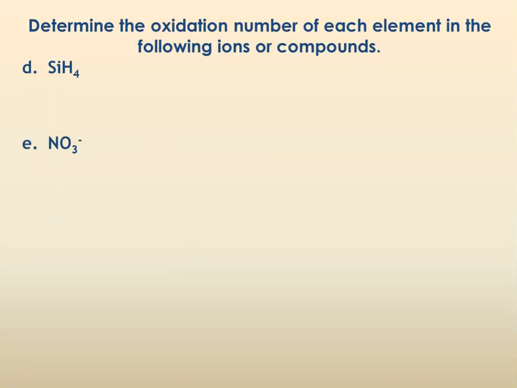Got 2 more for you here, SiH4. We never talked about silicon, but we did talk about hydrogen. We said as long as it is not paired with a metal, it's always going to be +1. Silicon is a metalloid. So we have hydrogen being +1. We happen to have 4 of those present. So silicon needs to balance out the 4 +1s that hydrogen contributes since the overall molecule has a charge of 0. The silicon would need to be -4.